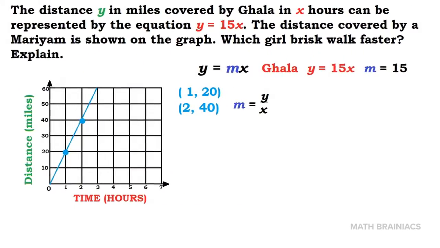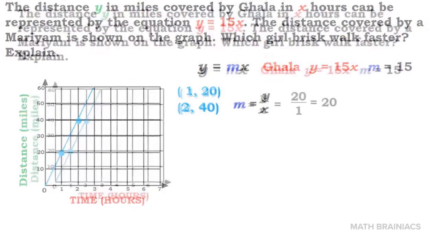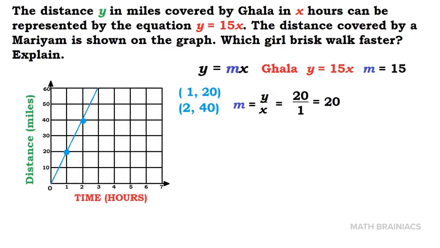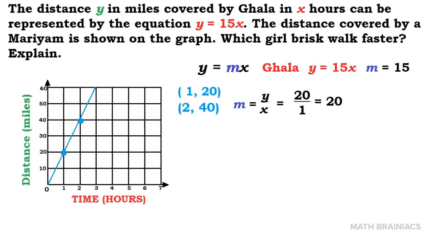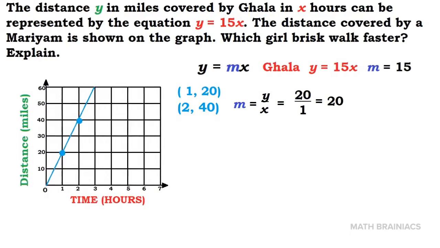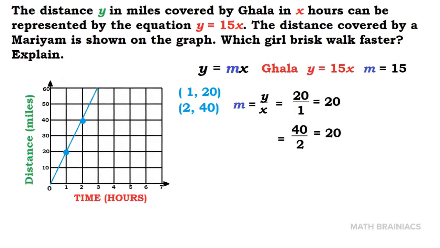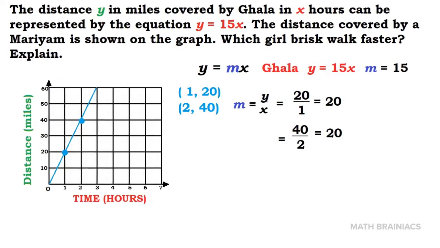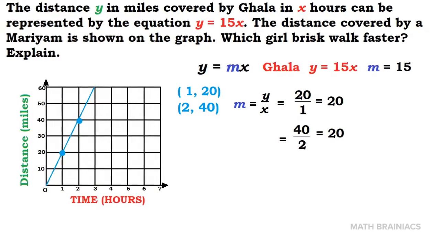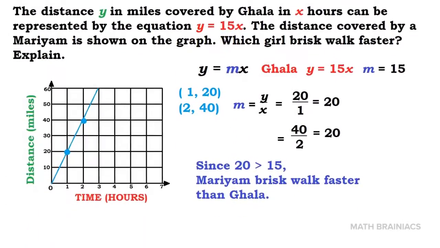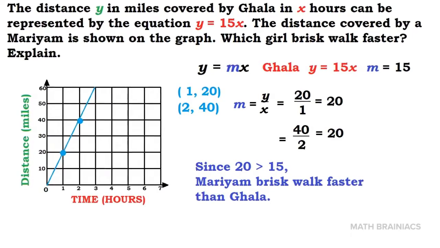Since the slope equation is y over x, let us solve for the slope of Mariam. For the first ordered pair, which is 1 and 20, y over x is equal to 20 over 1, and the result is 20. Likewise, for the second ordered pair, 40 over 2 is also 20. Accordingly, Mariam's brisk walking slope is 20. Since 20 is greater than 15, Mariam brisk walks faster than Gala.